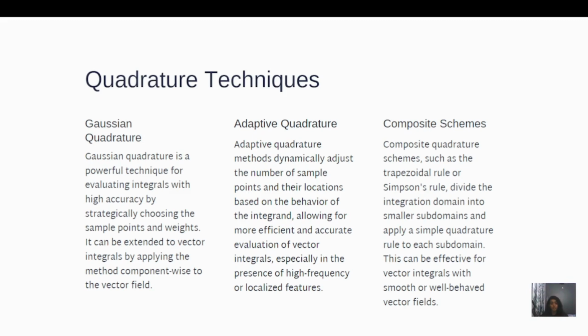Composite schemes. Composite quadrature schemes, such as the trapezoidal rule or Simpson's rule, divide the integration domain into smaller subdomains and apply a simple quadrature rule to each subdomain. This can be effective for vector integrals with smooth or well-behaved vector fields.